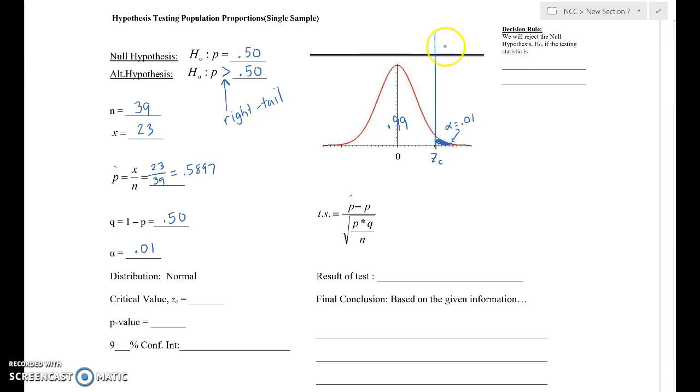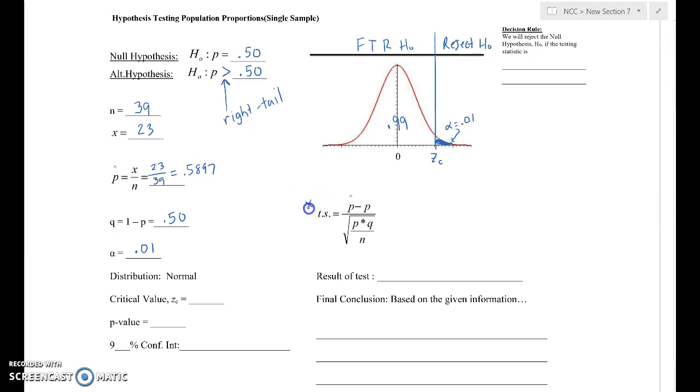And remember, to the right of that, it's where we're going to reject H0. And to the left is where we'll fail to reject H0. This is part of your decision rule. So what's going to happen is as follows.